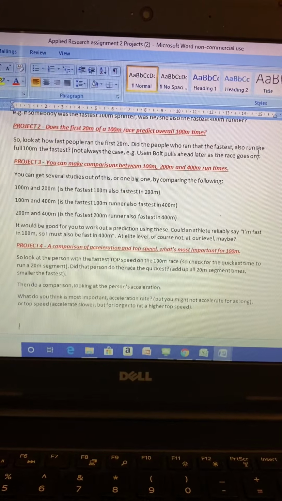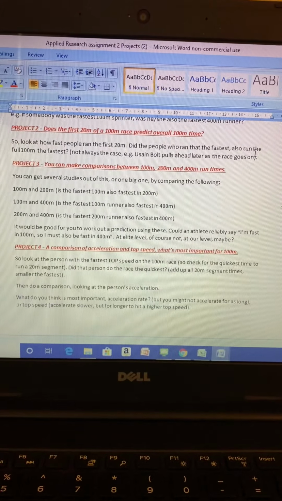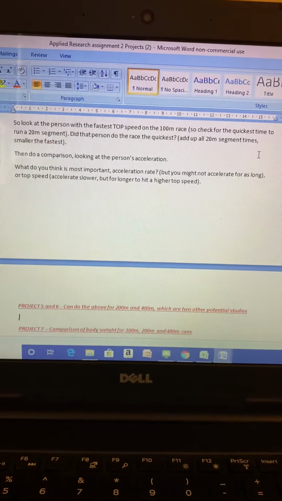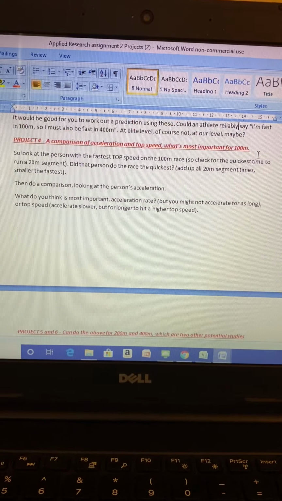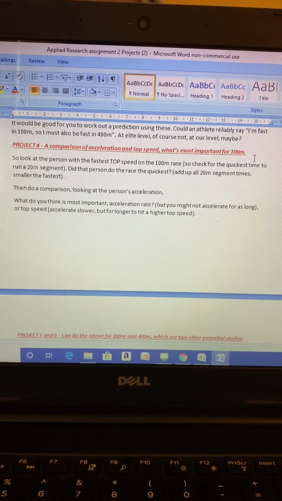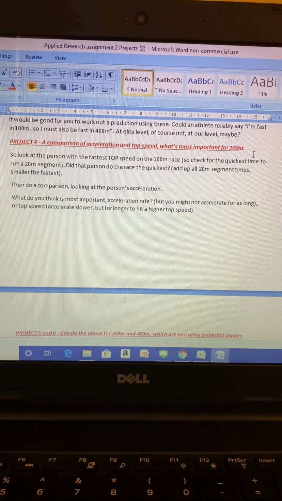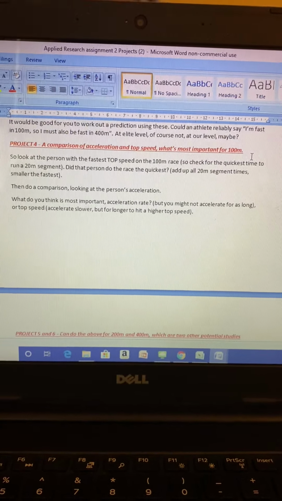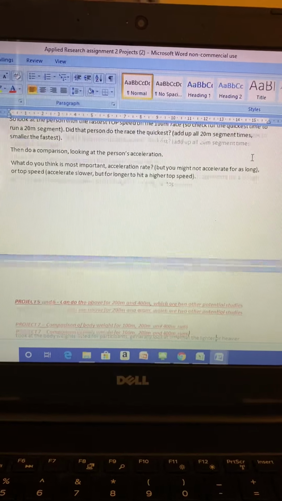So obviously you've got number 3, you can make comparisons between 100, 200, 400 meters. Number 4 is about the comparison of acceleration at top speed. What's most important for 100 meters? You can discuss what phase acceleration is the most important. Is it the start? Is it the finish? You decide.